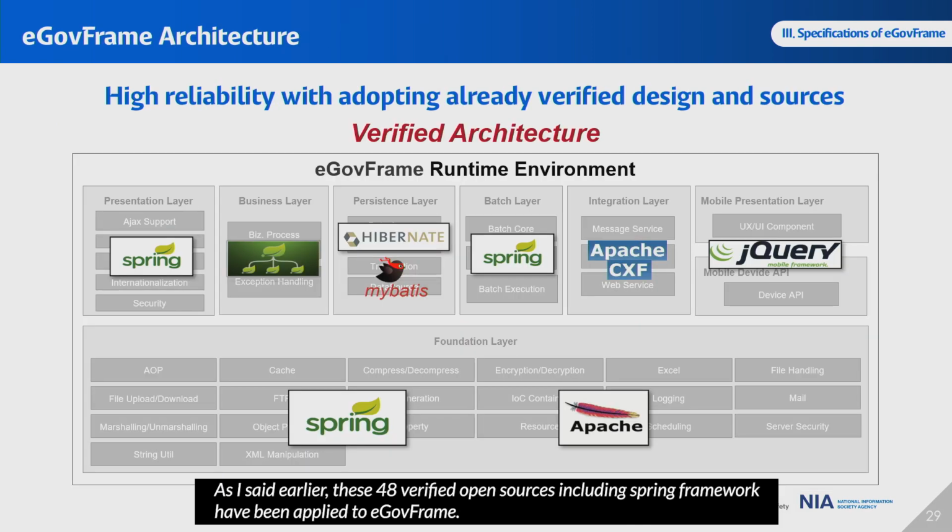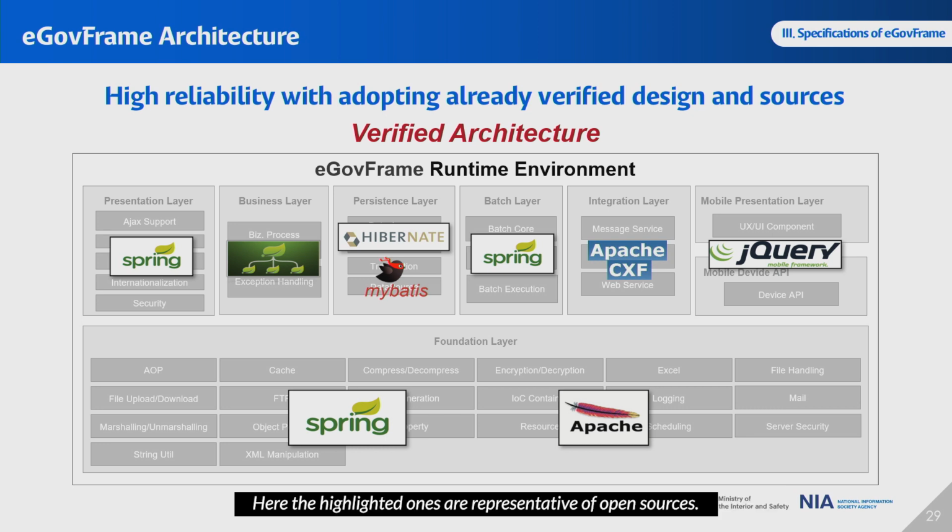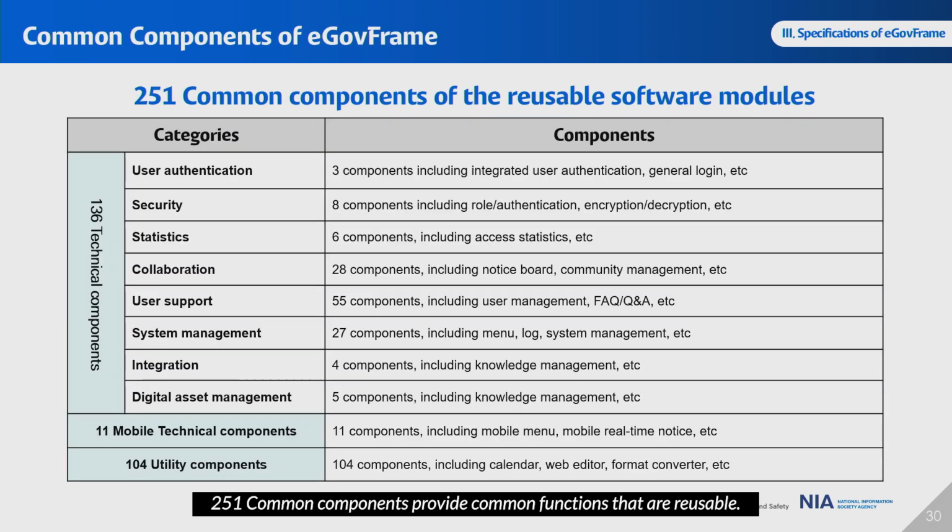As I said earlier, these 48 verified open sources, including Spring Framework, have been applied to eGovFrame. Here, the highlighted ones are representative open sources. 251 common components provide common functions that are reusable. I would say these common components are like sample codes so that you can reuse and modify them.